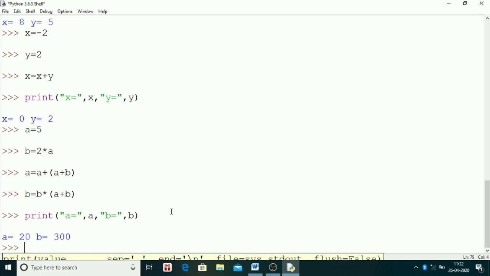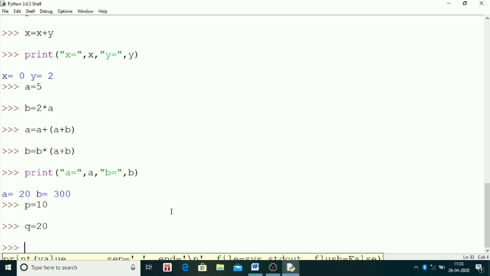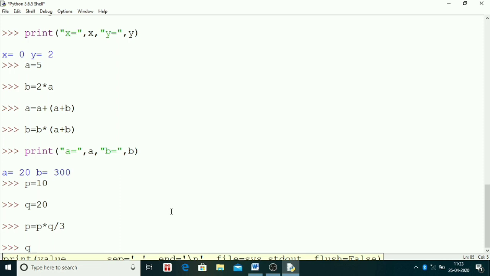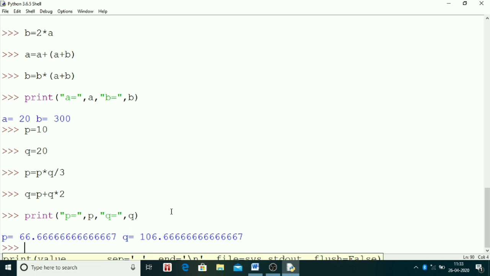Now my next question. Suppose I say P is equal to 10, Q is equal to 20, P is equal to P into Q by 3. And I say now Q is equal to Q plus P plus Q into 2. Now I say print P is equal to P, comma, Q is equal to, comma, Q. So this way you can calculate your answers.